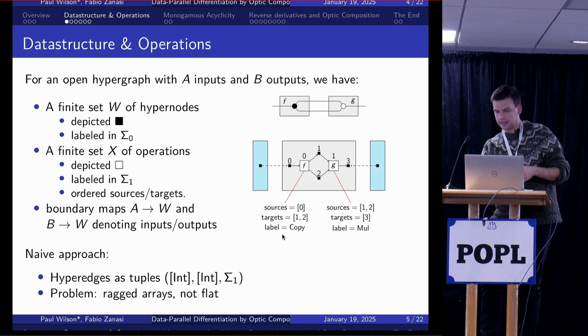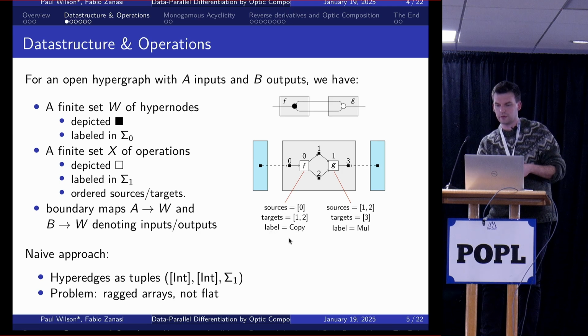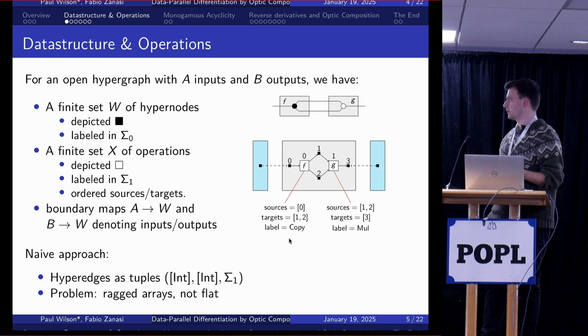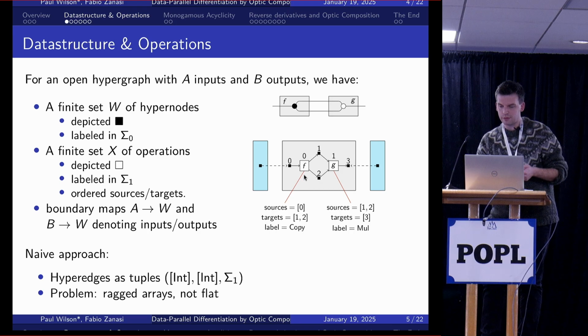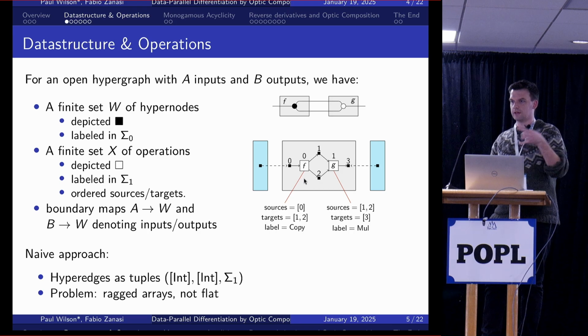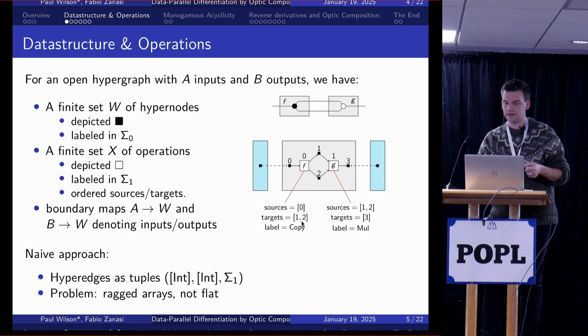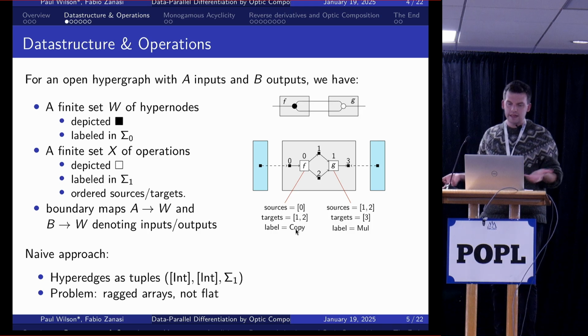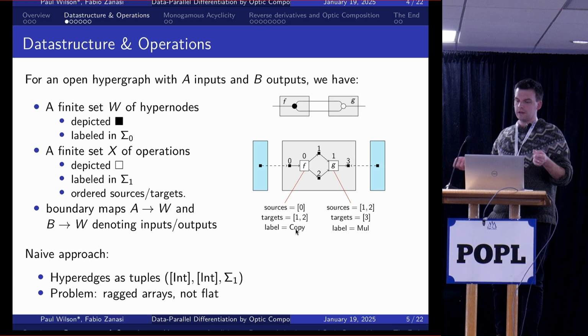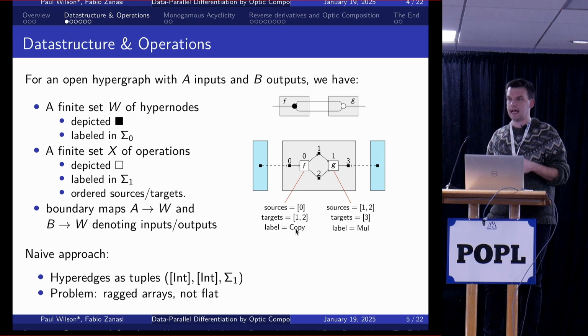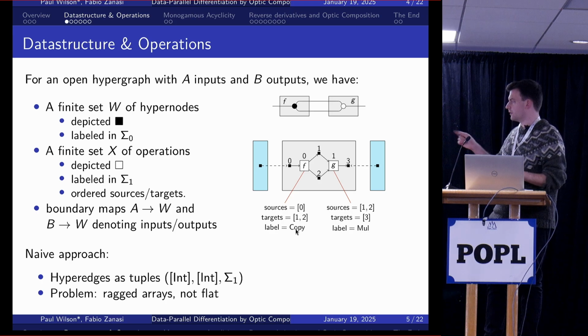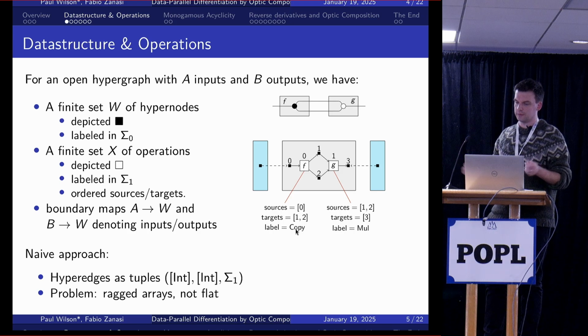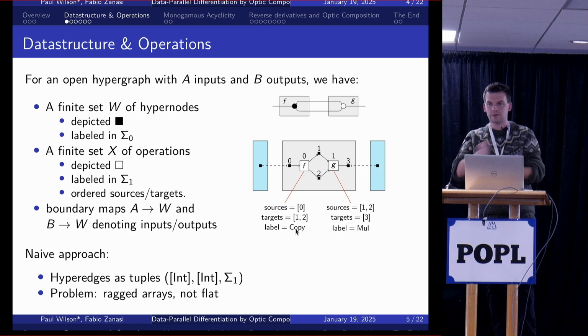And down here are the concrete numbers in this particular representation. Each hyperedge has a list of sources, the source nodes feeding into it, and the target nodes to which it writes. It also has a label saying what operation it is. So the naive approach to represent this is that for each hyperedge, you have a tuple of its sources, its targets, and its label. I should mention these are ordered lists. It's really important they're ordered, because in a general operation, if you swap the order, it might do something different.